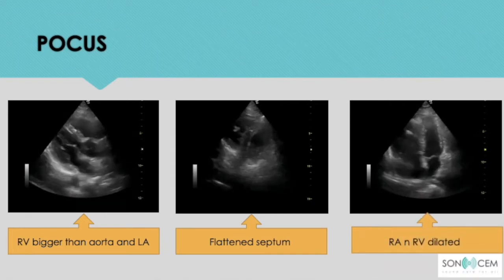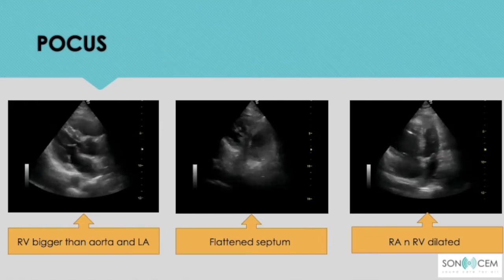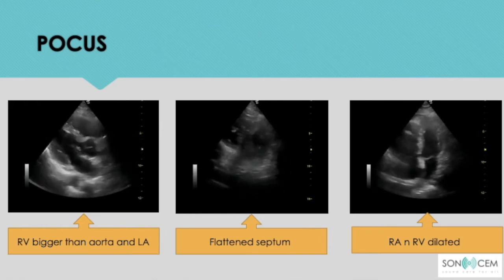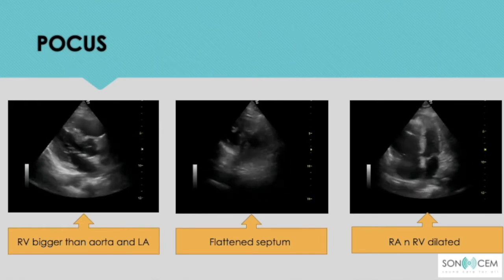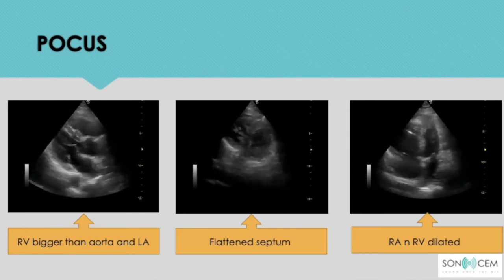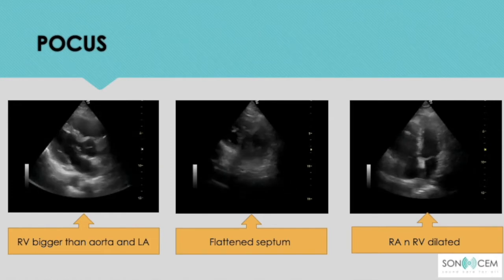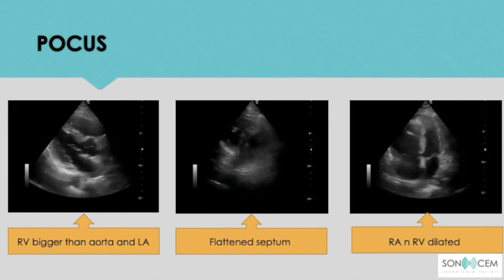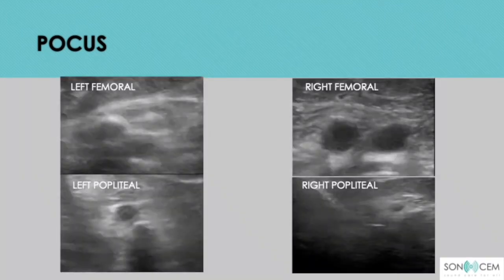And the right side of the clip, as you can see, the right side dilated, RA and RV dilated, the LV smaller compared to the RV. Normally LV is 2/3, RV is 1/3. This is like the other way around. Okay.